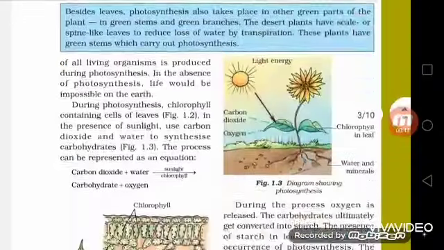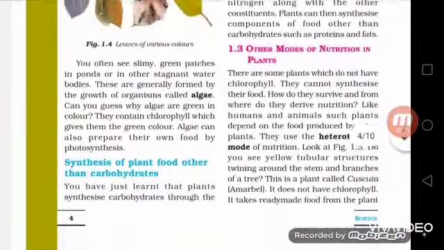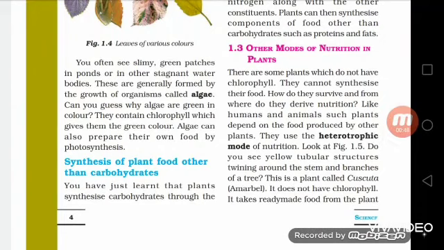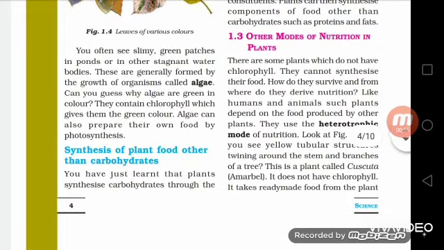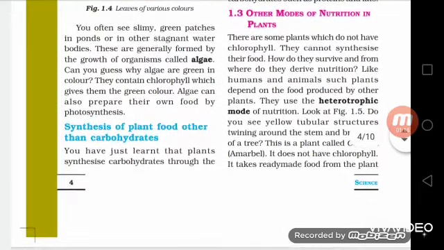Now, from topic 1.3, heterotrophic mode of nutrition, the other mode of nutrition will be started. So here, what is the heterotrophic mode of nutrition? It means some plants which do not have chlorophyll cannot synthesize their own food. That is very simple. Without chlorophyll, plants cannot synthesize their own food. So they have to depend on others for their food. This type of nutrition is called the heterotrophic mode of nutrition.